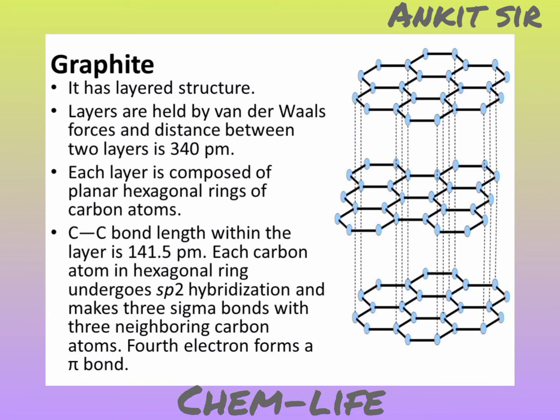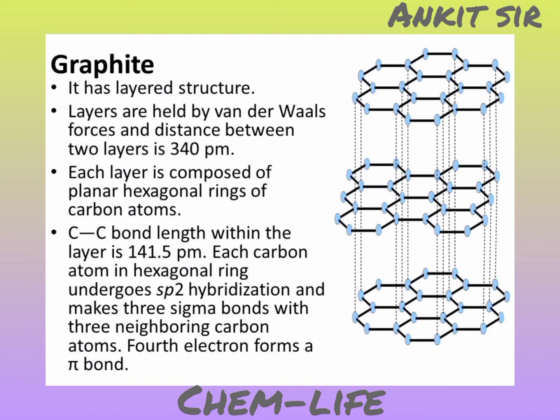Graphite has a layered structure. Layers are held by van der Waals forces. As you know, van der Waals forces are weak forces. The distance between two layers is 340 picometer. Each layer is composed of planar hexagonal rings of carbon atoms. The carbon-carbon bond within the layer is 141.5 picometer. As you know, the carbon-carbon bond in diamond is 154 picometer, and in graphite it is less than that, 141.5 picometer.